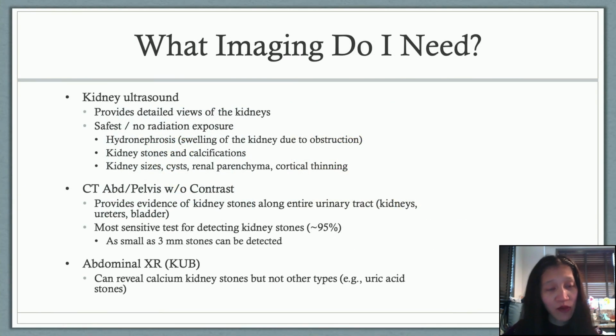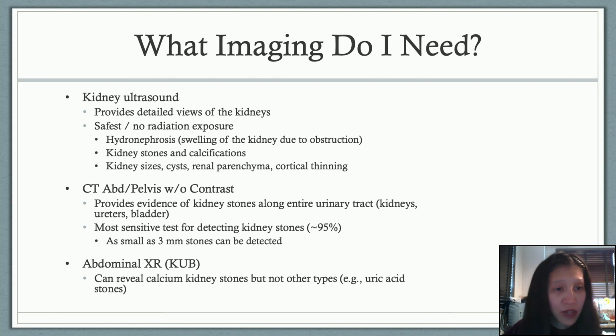So moving on, what kind of imaging do I need to look for kidney stones? Well, first of all, we can get a kidney ultrasound that provides detailed views of the kidneys and is actually the safest kind of imaging study to get because there's no radiation exposure at all and it's very non-invasive. It looks for hydronephrosis, which is swelling of the kidney due to obstruction due to stones. And then it can actually pick up on actual kidney stones and calcifications in the kidneys.